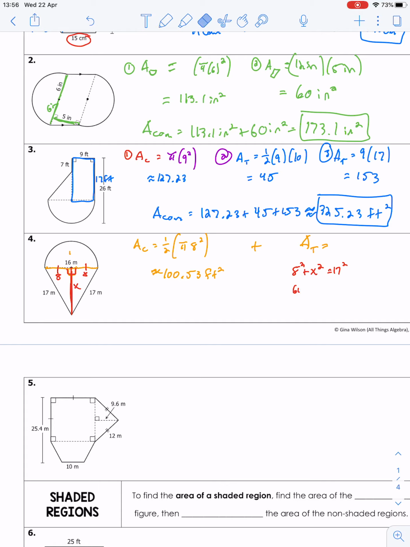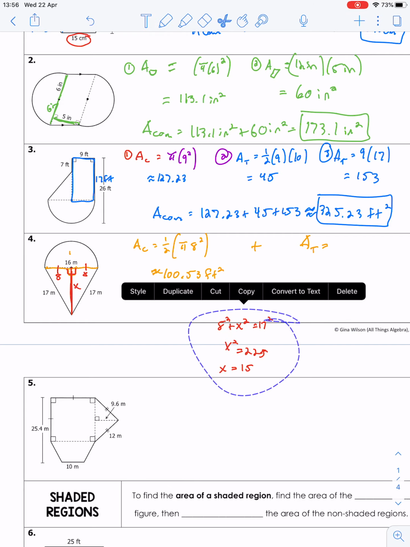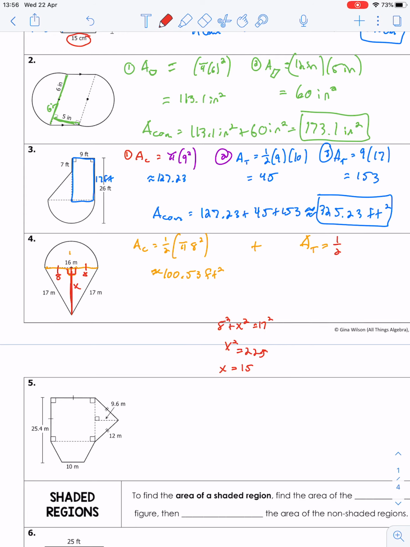So after, let's just go through this fast. And after we get x squared equals 225, x equals 15 or negative 15. 15 is the only one that makes sense. And then we plug it back in. Area of a triangle is base, 16 meters, times height. We just found it, 15 meters. Going back here, whoops, not feet, meters squared. So the area of our triangle is going to be 120.